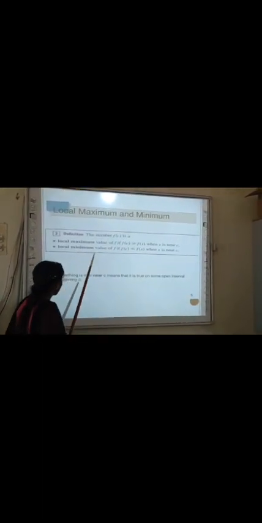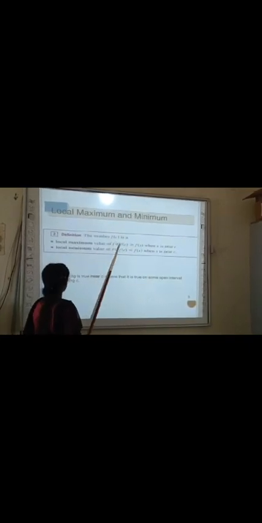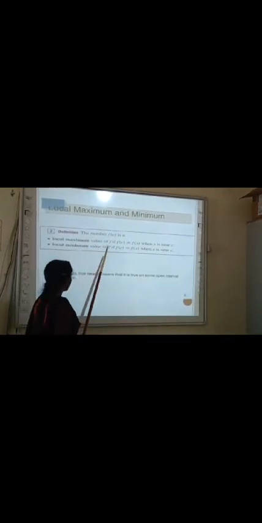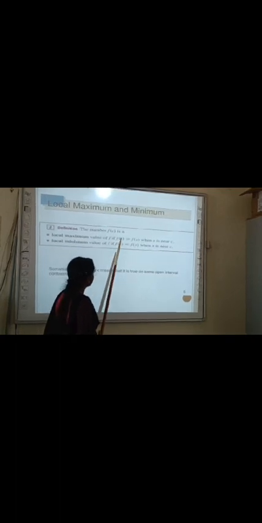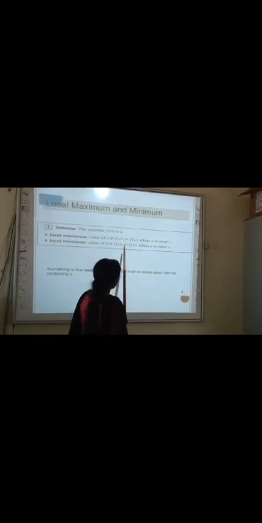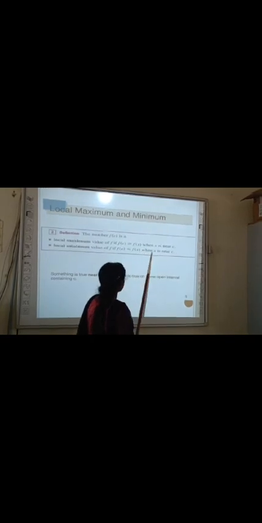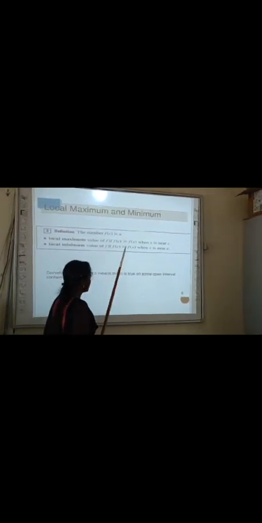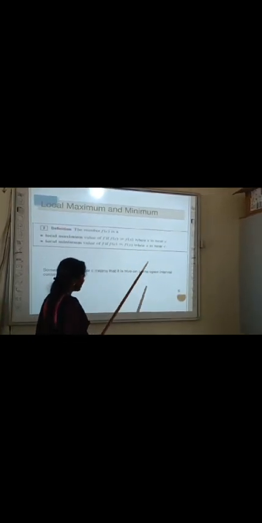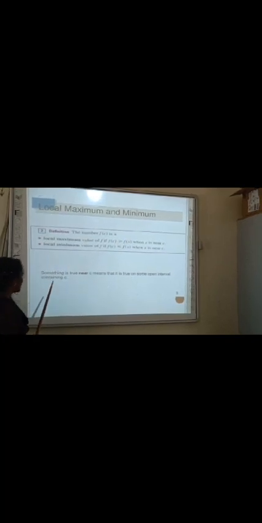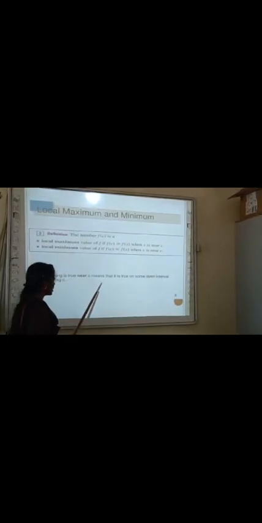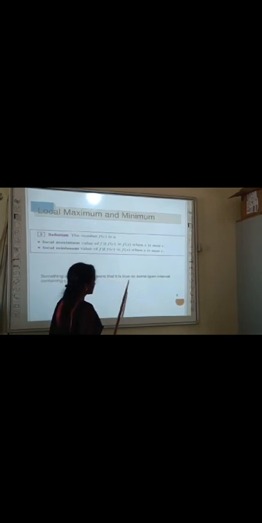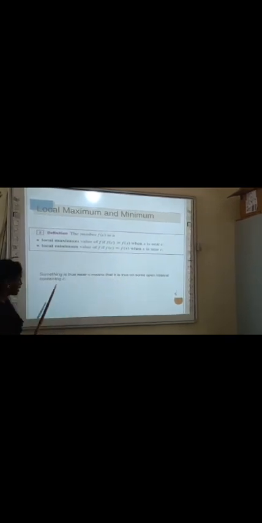Next, local maximum and minimum. Definition: the number f(c) is a local maximum value of f if f(c) is greater than or equal to f(x) when x is near c. Local minimum value of f if f(c) is less than or equal to f(x) when x is near c. Something is true near c means that it is true on some open interval containing c.